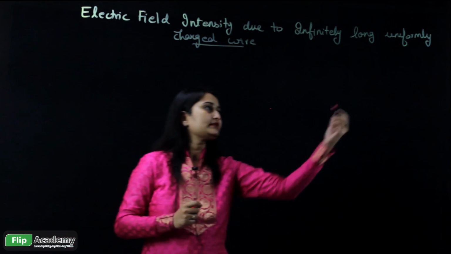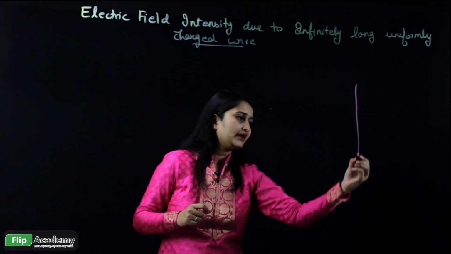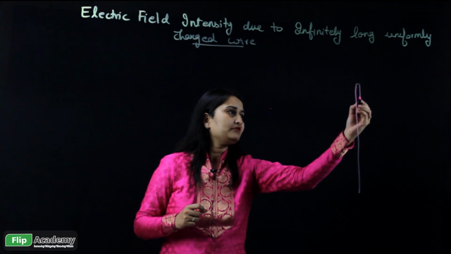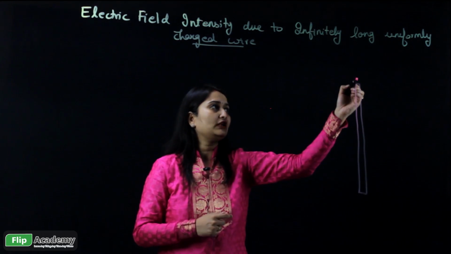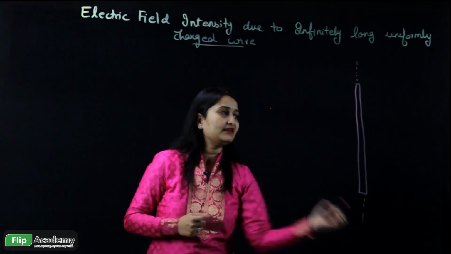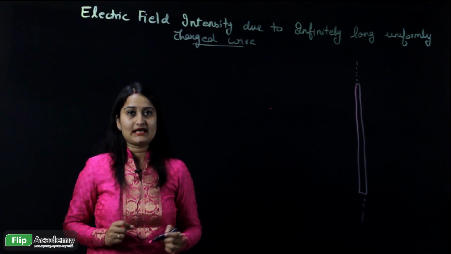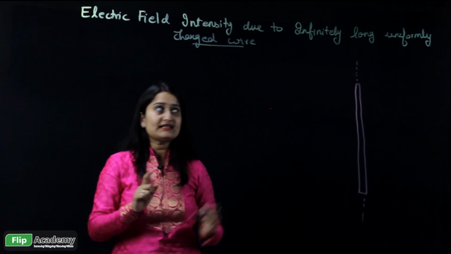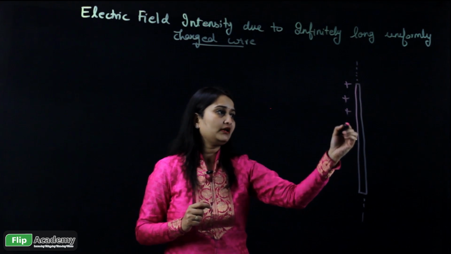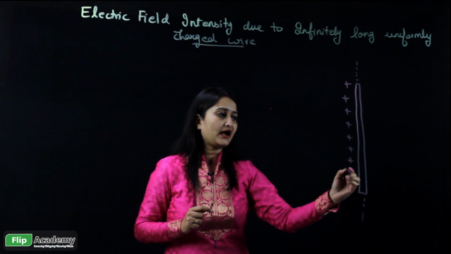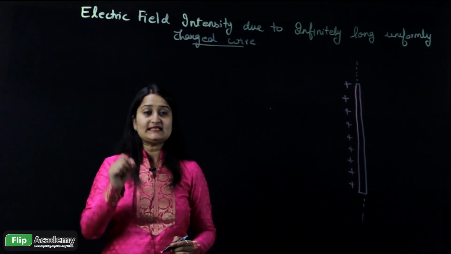In this condition, suppose this is a wire, okay? This is a wire which is infinitely long. So the length of the wire is very, very large, which is shown by the dotted line. Second, it is uniformly charged. That is, the charge is distributed across the length of the wire uniformly, that is, equally.